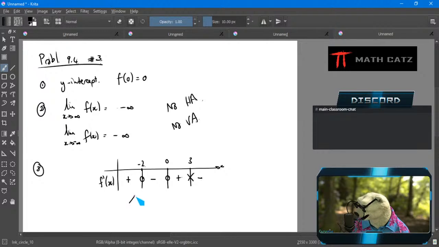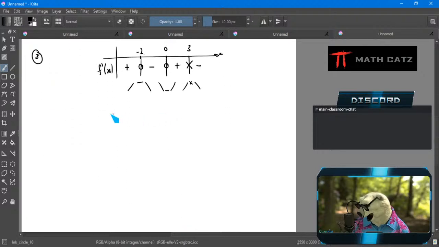So I get an increasing section, horizontal tangent, decreasing. Decreasing, horizontal tangent, increasing. Increasing, bad times, decreasing. So we'll see what that means as we now move to our graph. So let's set this up. Not like that.